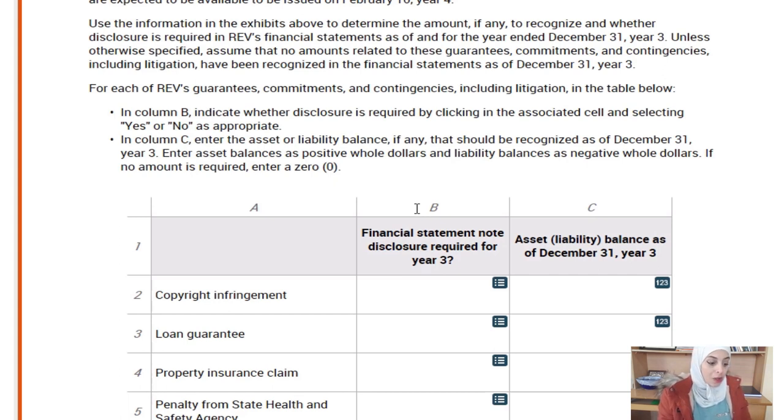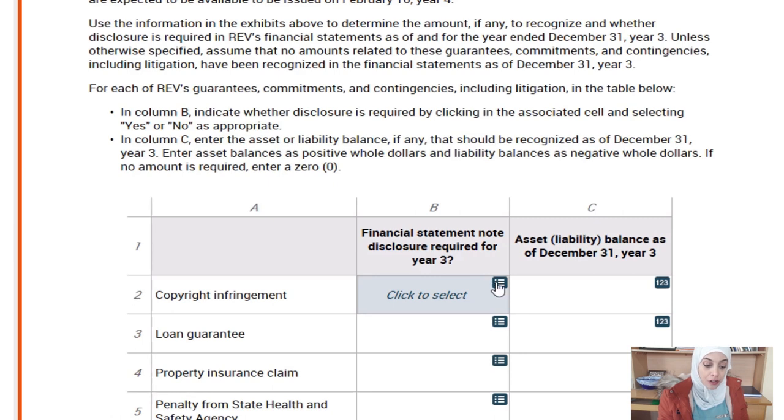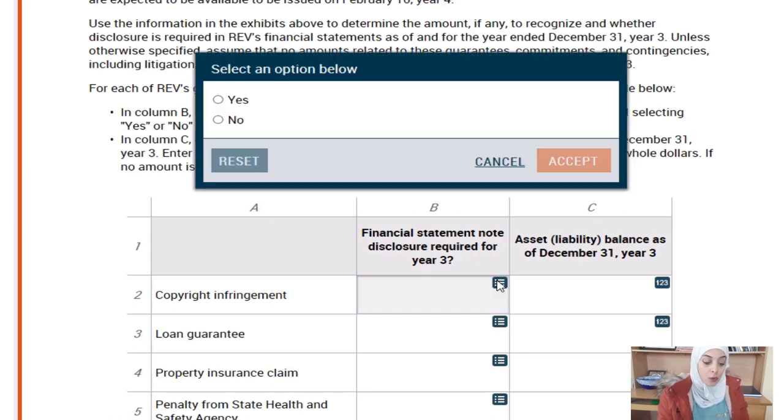So here we have, they're telling us that in column B, we have to indicate whether a disclosure is required or not by selecting the correct answer of yes or no as appropriate. So here it's an option list, as you can see. When you click on this cell, you're going to get yes or no, and you should select yes or no based on the case provided.